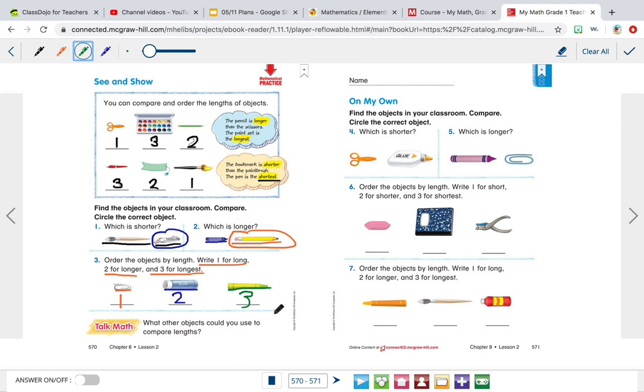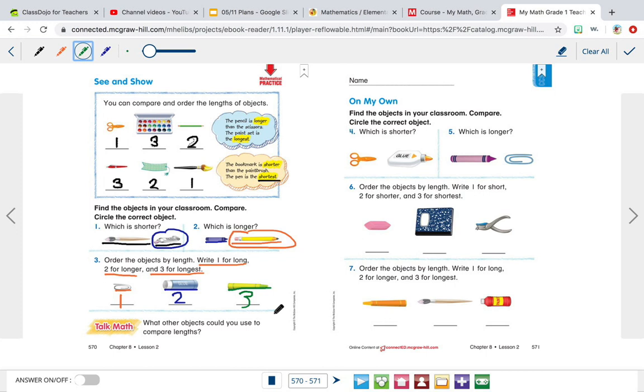What other objects could you use to compare lengths? So you can go ahead in your house right now and say, what can I use to see what's longer? Maybe it's you and your sibling. Maybe are you taller than your sibling? Are you shorter than your sibling? What about if you're using your pets? Is one pet longer than the other? You can use any objects in your house to see what is longer than the other.